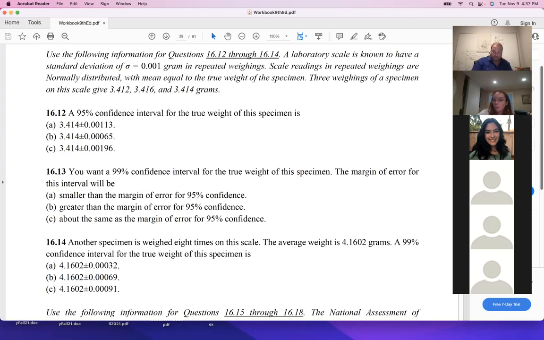Wait, I'm confused because it shows the confidence interval, and then you just press enter one more time and it just gives you that exact answer. It gives you the confidence interval as your answer. No, it gives you 0.00113. Wait, hold on. You just press enter one more time and it gives it to you. Hold on, I'm in right now.